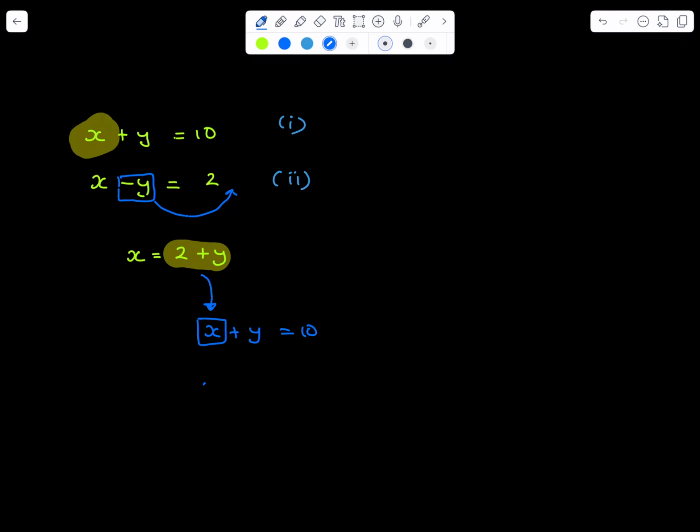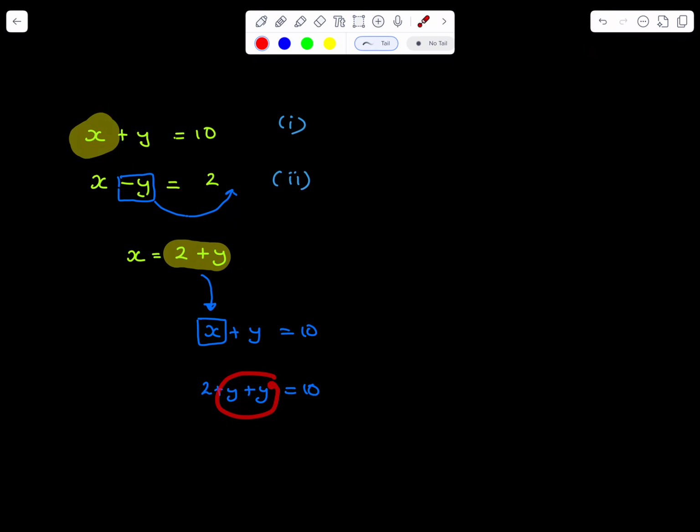So instead of x, I'm going to say 2 plus y. This y still remains, so we're still going to write it. So we've still got plus y. And we're told that equals 10. Okay, remember, when there's not a number in front of the y, that means there is a 1 here and a 1 here. So we've got 1 plus 1y plus 1y. So those two are like terms.